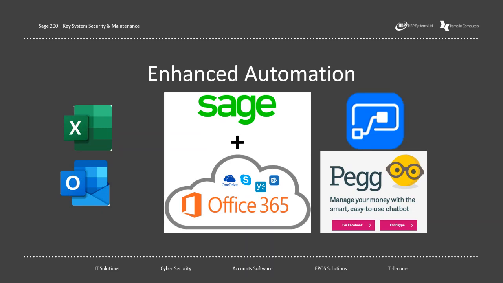And part of this is also the introduction of things like PEG. So people may have seen PEG used elsewhere in Sage products. It's essentially a chat bot that sits alongside Sage 200, and you use it within a messaging tool such as Facebook Messenger or Skype, and you can essentially ask questions of the system. So PEG, what's my latest debtors balance? PEG, how many sales orders have I got outstanding, not yet delivered?